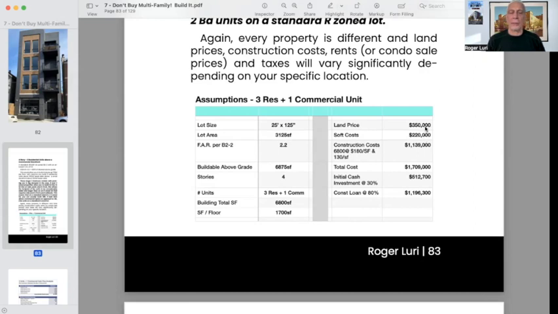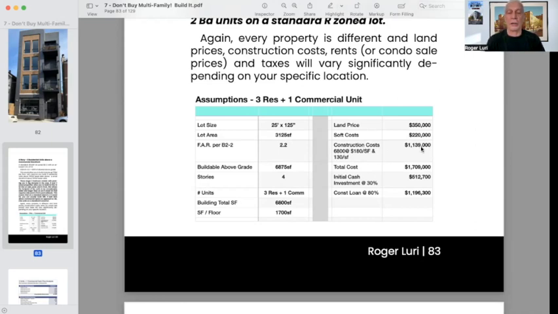So anyway, we've got 350,000 land costs, 220 for soft costs. Soft costs include your loan interest and points on your loan, includes your architectural fees, building permits, and all kinds of things like that. Anything that's not a hard construction cost.